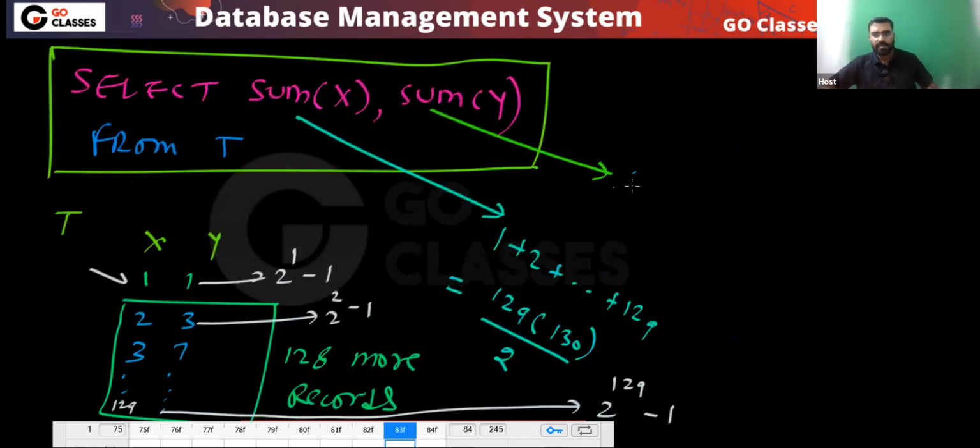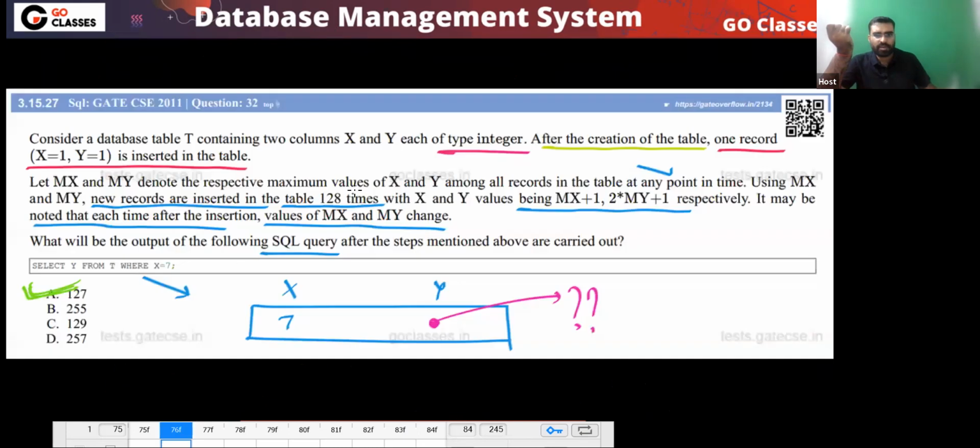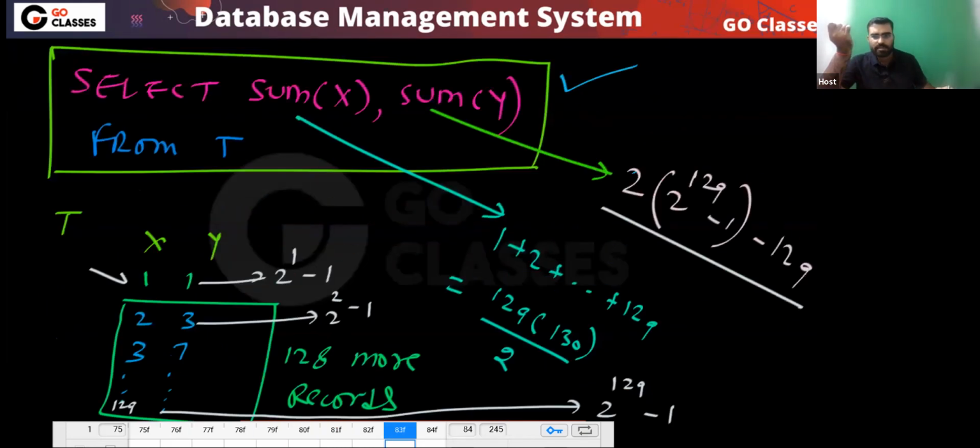Is this clear? So this will be 2 into (2 power 129 minus 1), minus 129. So like this, these are some mathematical variations. Is this clear to everyone? Because the question is saying that 128 times more tuples are inserted, so your answer will be this. Correct? They can give this type of query also.